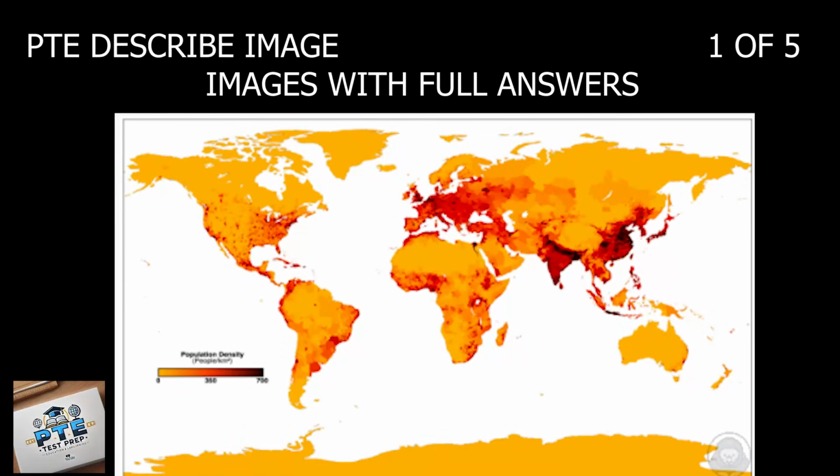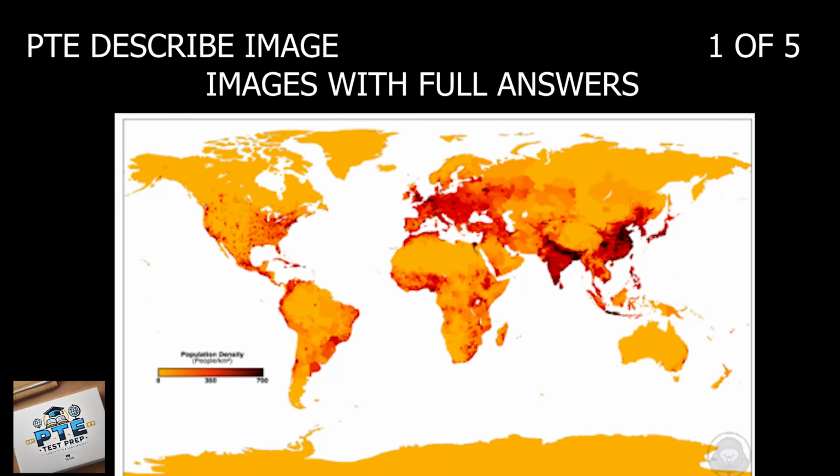The map illustrates global population density across different regions of the world. Darker shades represent areas with higher population density, while lighter shades indicate lower density. Highly populated regions are mainly seen in South Asia, East Asia, and parts of Europe.